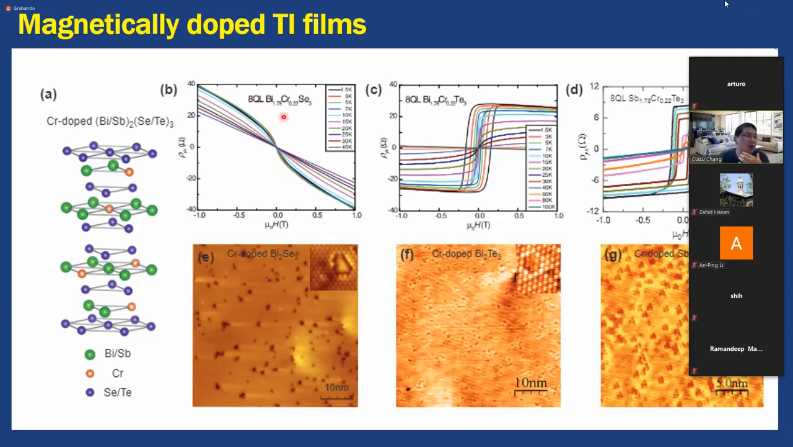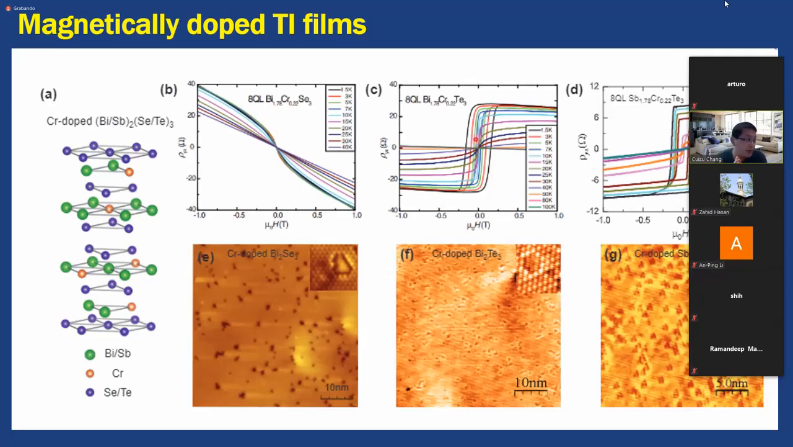For the chromium doping, you can see here for chromium doped bismuth selenide, in the transport there is no hysteresis. So this is a paramagnetic property, and we could not realize the zero magnetic field quantum anomalous Hall effect in chromium doped bismuth selenide. In the ARPES measurement, we could also see a very large gap at the Dirac point, but I think that gap is not induced by magnetism in the samples. From the transport, we can see that there are some clusters inside. It is not randomly and uniformly doped chromium in the bismuth selenide.